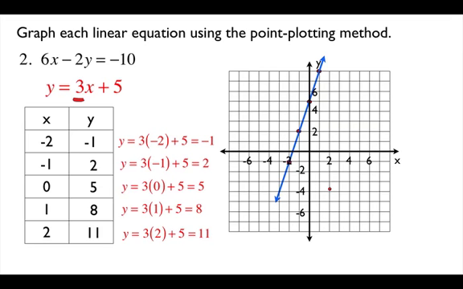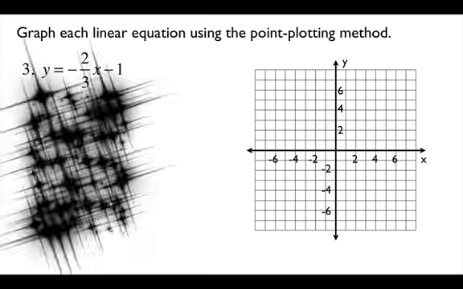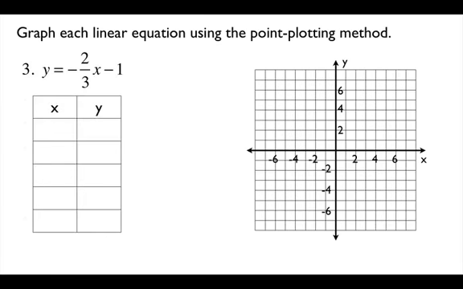Let's go ahead and move on to number 3. Here's number 3. Y is equal to -2/3 x minus 1. So we're going to use the t-table. Notice that in this case I am not showing you the x values. I'm not going to be using -2, -1, and so forth. I'm going to be using the following x values.